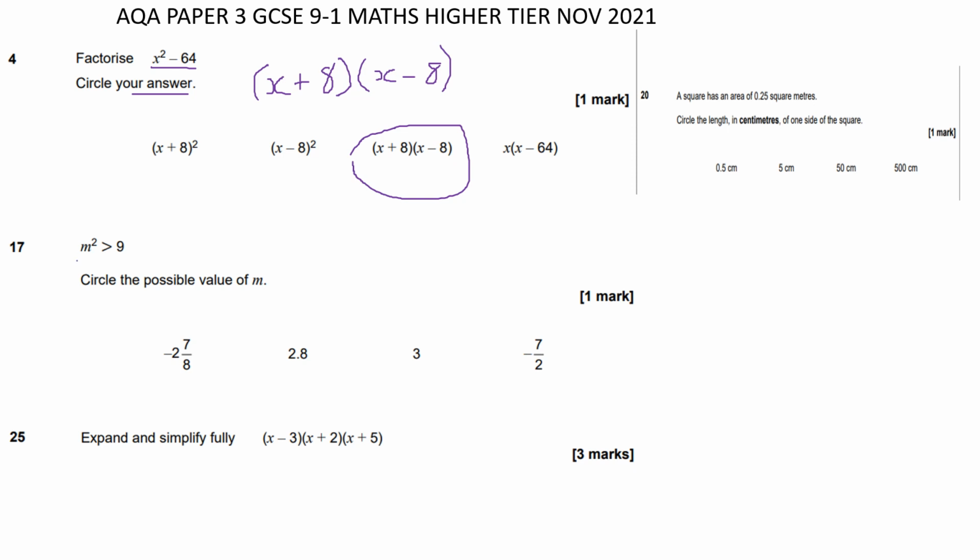Question number 17. Jumping a bit here, m squared is bigger than 9. Circle the possible value of m. So this is what I call a quadratic inequality. So think about it. Let's just try this.